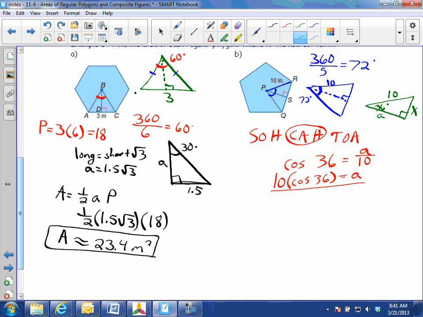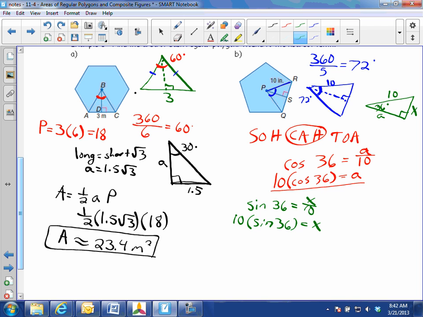Okay, so in order to find x, now we can use sine. So sine of 36 is x over 10. Again, this is going to get you a big long decimal, which we are now going to round right this very second.